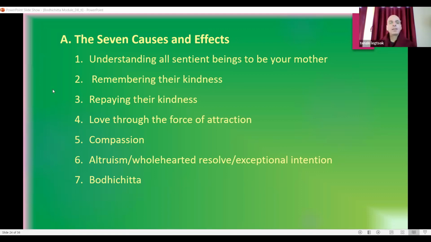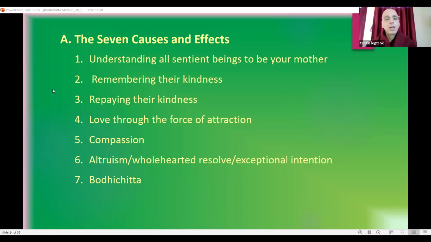And then remembering their kindness. So there we're supposed to remember the kindness of our mother in this life, or a main caregiver in this life, a parent, or whoever. It doesn't have to be one's mother, but whoever's been most kind, most selflessly kind to oneself in this life. And then remember how in the past lives every sentient being has been equally kind to us.